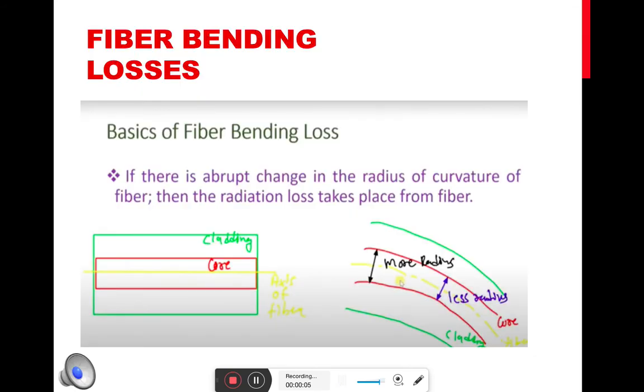Hello everyone, in this video lecture we'll be learning about fiber bending losses. It is one of the factors in attenuation. So what is fiber bending loss?